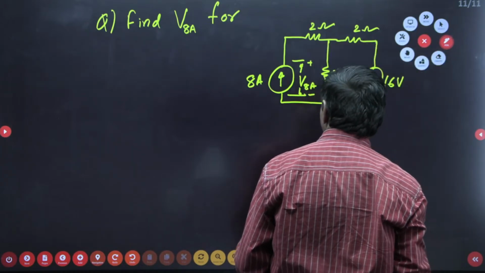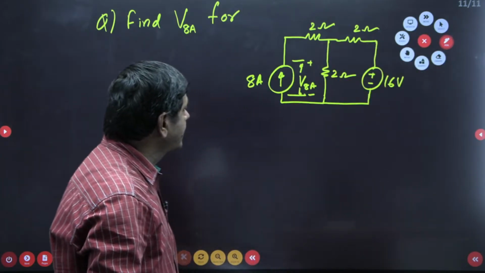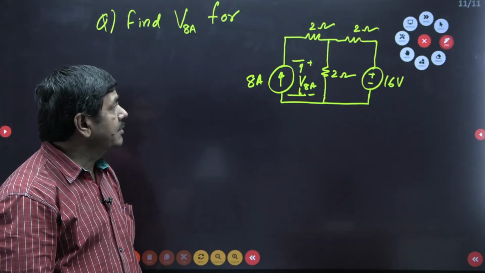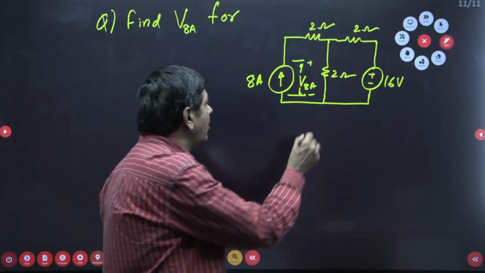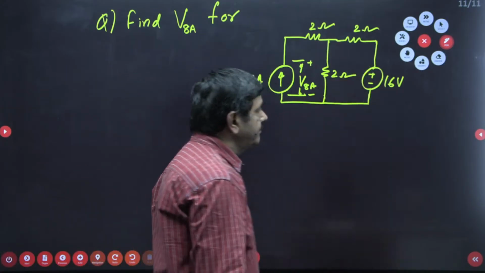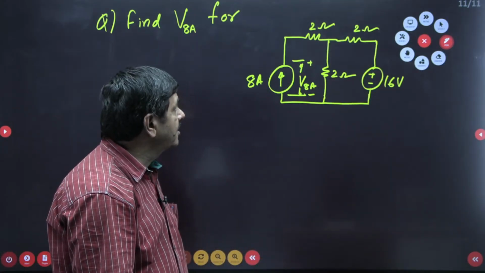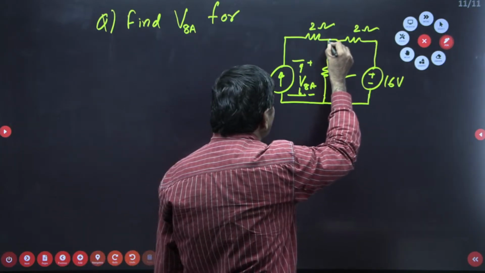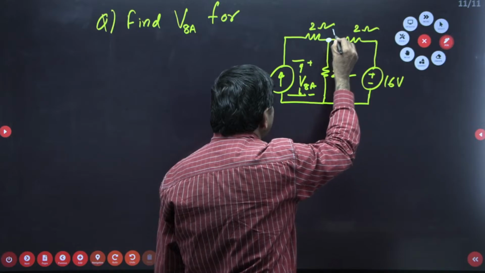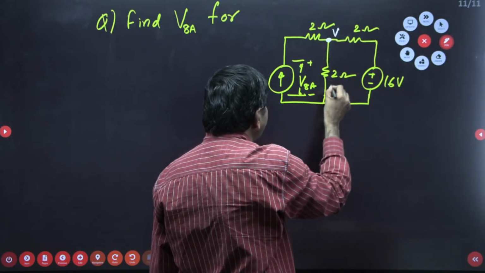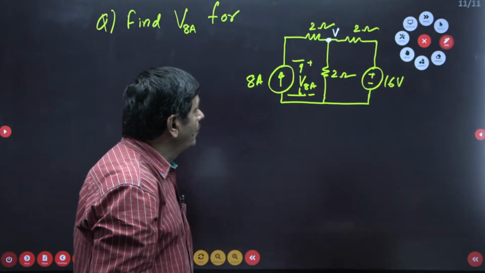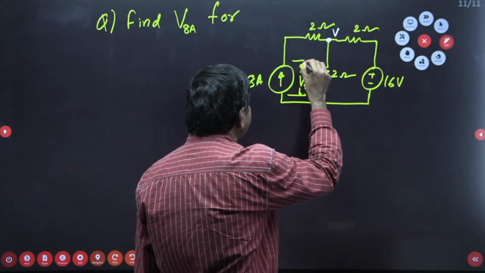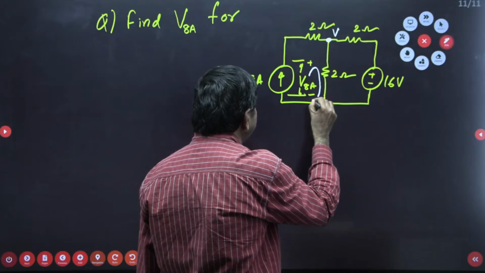What way can we find the voltage across this? In this case, first find the voltage across the 2 ohms. The voltage across the 2 ohm is nothing but this node voltage itself, the V. Once you know the voltage across this 2 ohm, you can directly apply KVL in this direction.